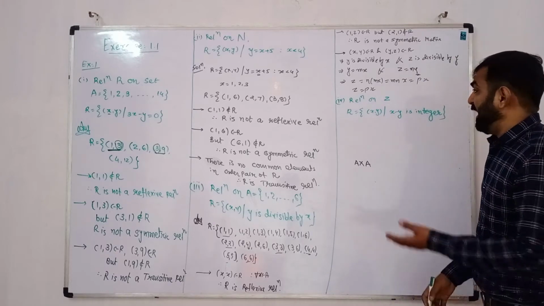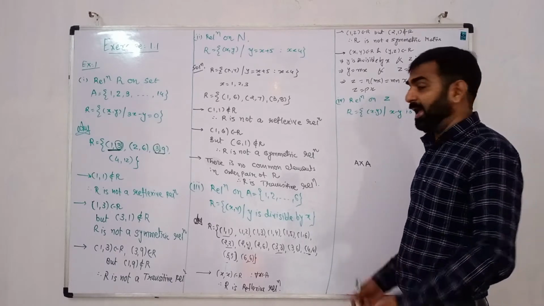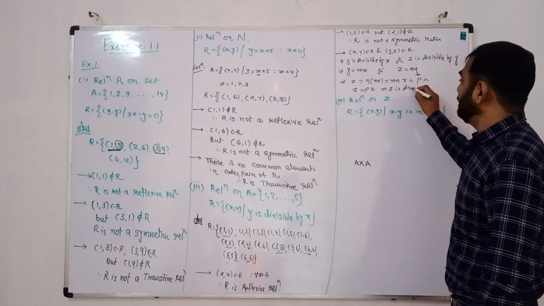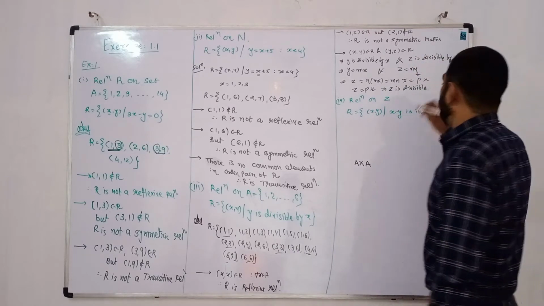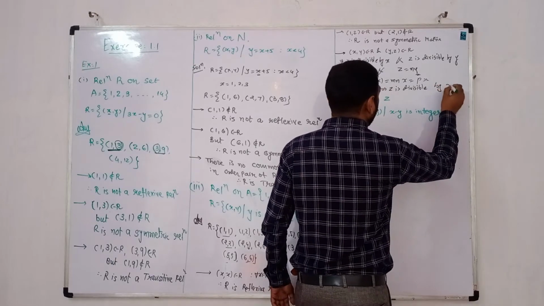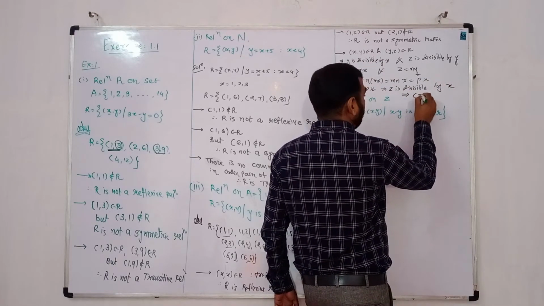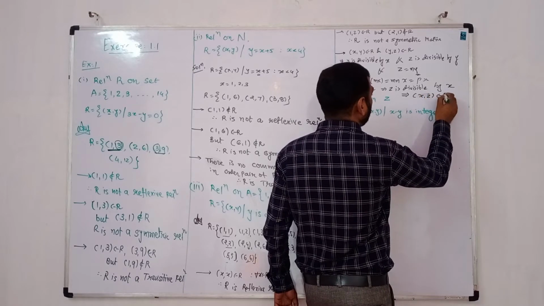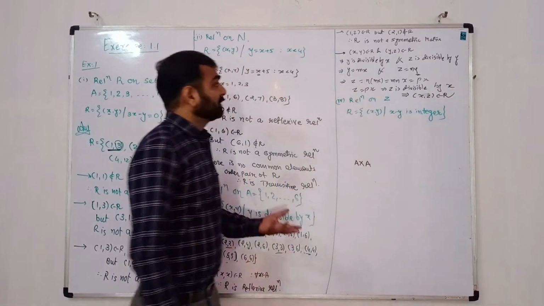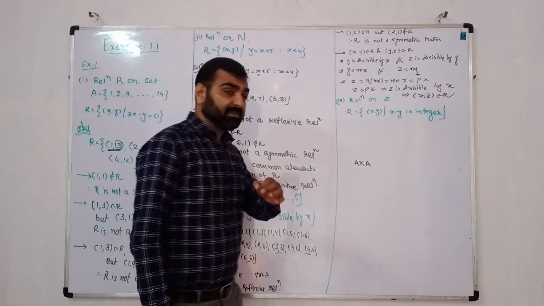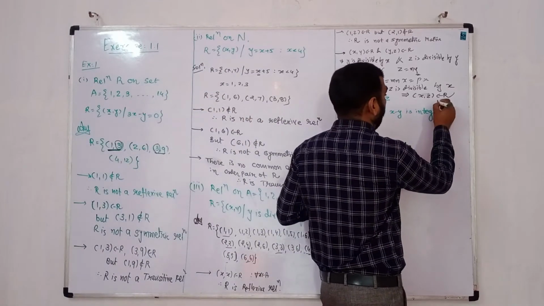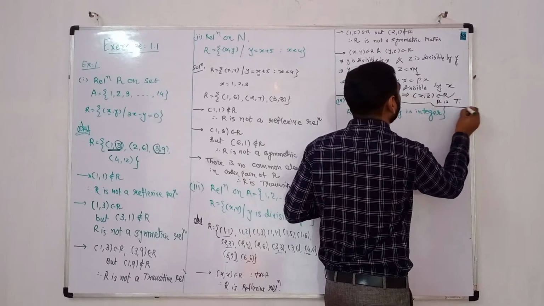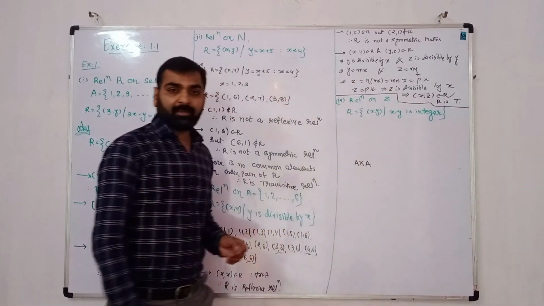Okay, so a factor of z is x, which means z is divisible by x, so we can say (x, z) belongs to R. That means R is a transitive relation. So R is a transitive relation, got it?